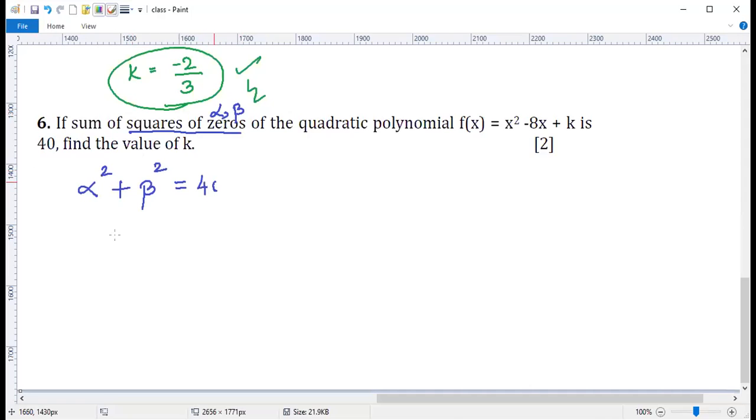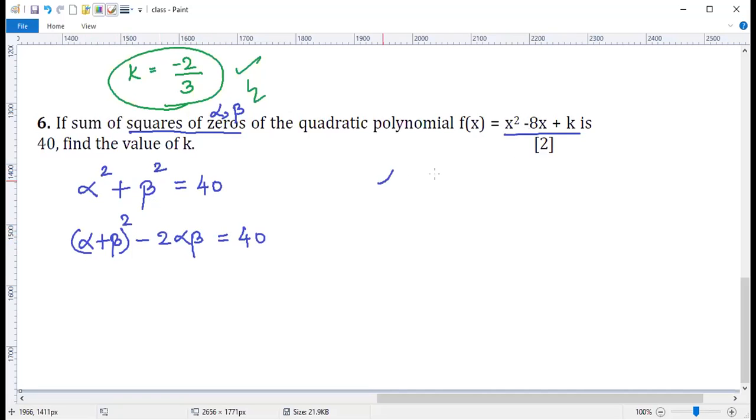You have to find the value of k. Now what we know is we can find alpha plus beta, we can find alpha beta. Right? By splitting the middle term you can find what alpha and beta are. Either way you can proceed. Okay. So I'll just proceed with the formula method. I know alpha squared plus beta squared is nothing but alpha plus beta whole squared minus 2 alpha beta is equal to 40. So what is alpha plus beta?